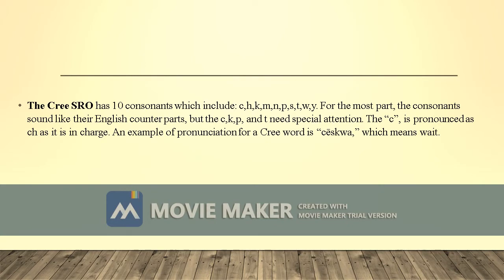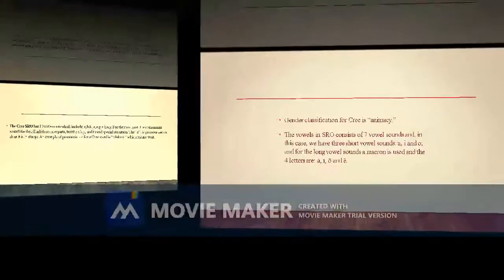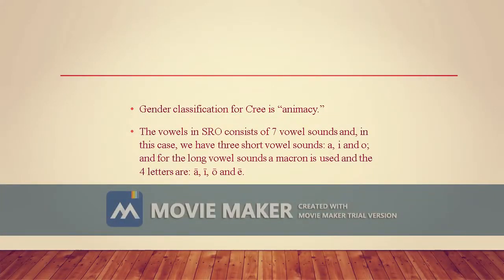The Cree SRO has 10 consonants, which include C, H, K, M, N, P, S, T, Y, and W. For the most part, the consonants sound like their English counterparts, but the C, K, P, and T need special attention. The C is pronounced as ch, as in charge. An example of pronunciation for a Cree word is chisqua, which means wait. Gender classification for Cree is animacy.